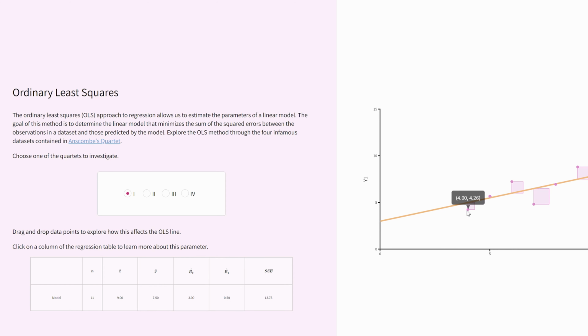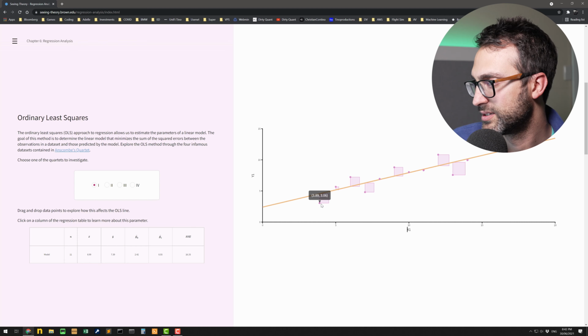Okay, can I do anything? Oh, so that's the regression point. That's the actual observation. I can move the observation, and that changes the weighting. So this square is what it's trying to minimize, and it's trying its damn hardest to make sure that this line makes that square as small as possible, all right?